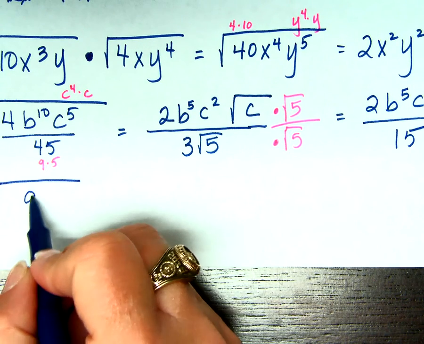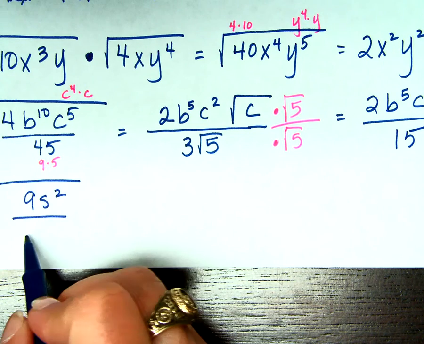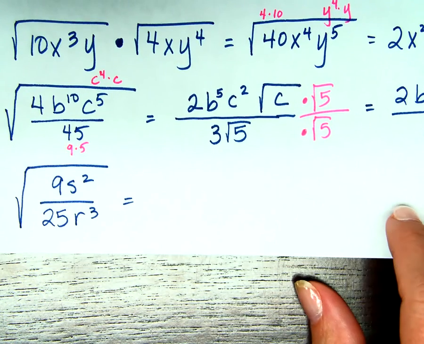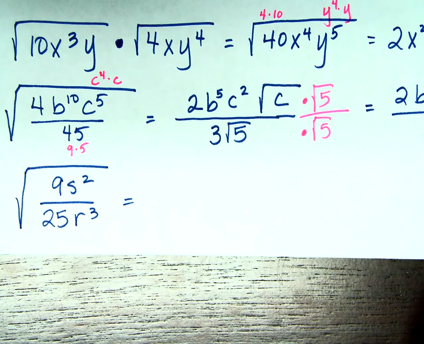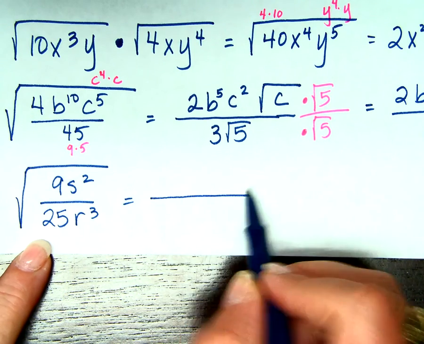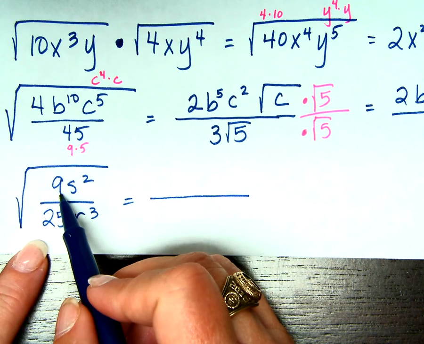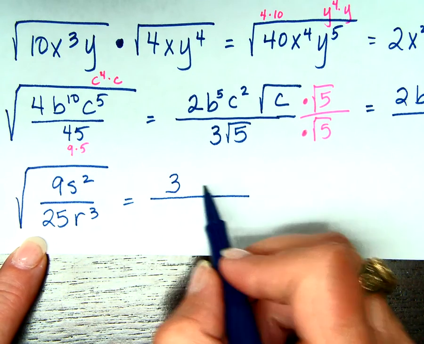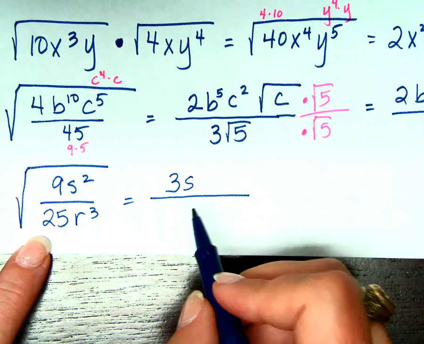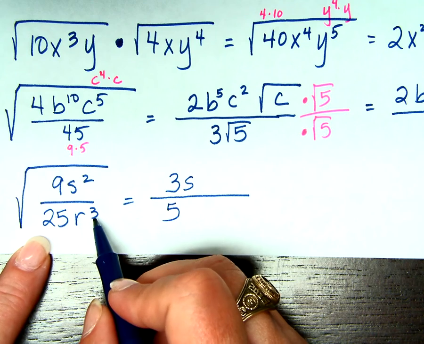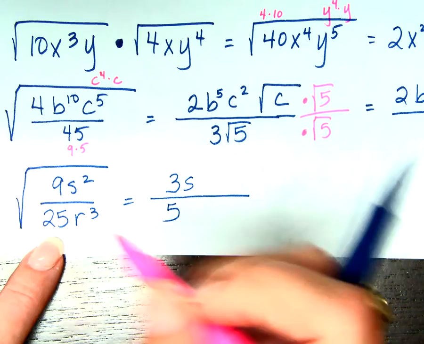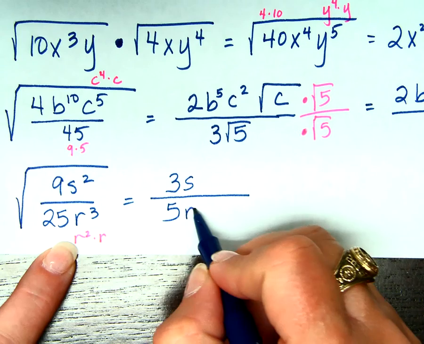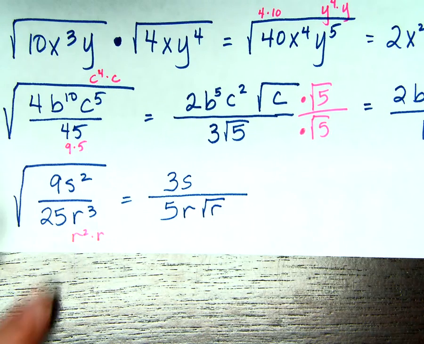The square root of 9s squared over 25r to the third. Give myself a division bar. What is the square root of 9? 3. What is the square root of s squared? What is the square root of 25? What is the square root of r cubed? We don't know, but we know r squared times r. And what's the square root of r squared? R, but I still have a radical r underneath.